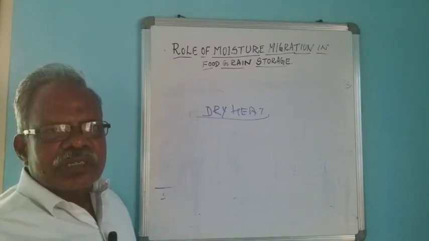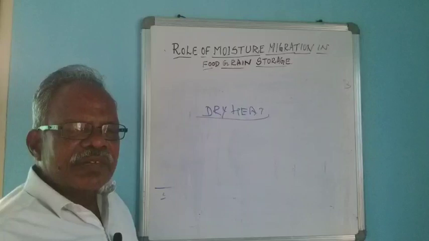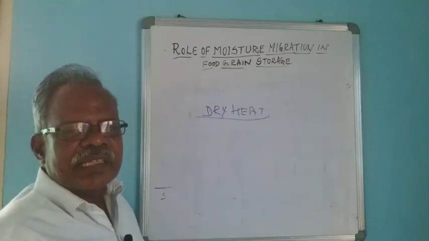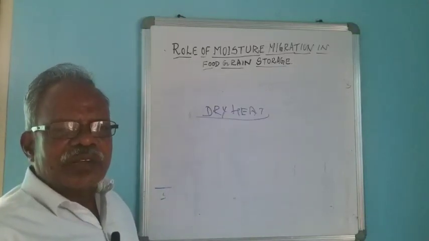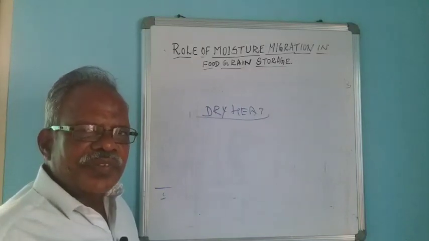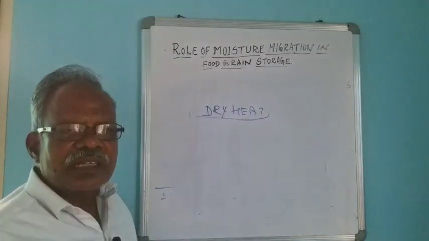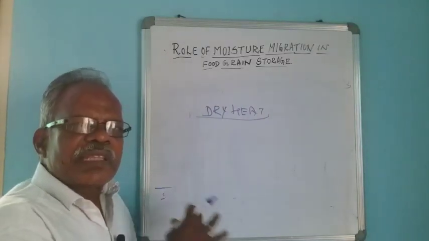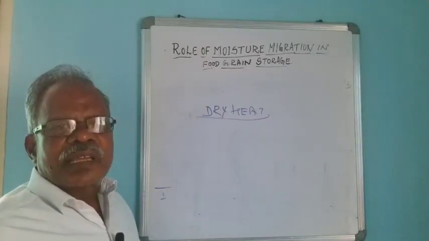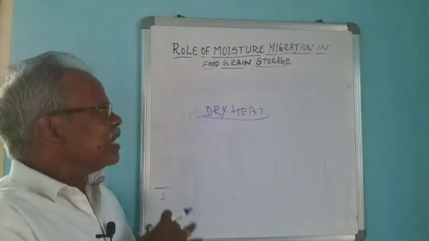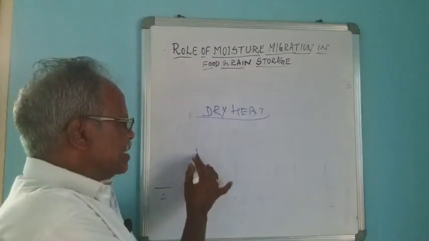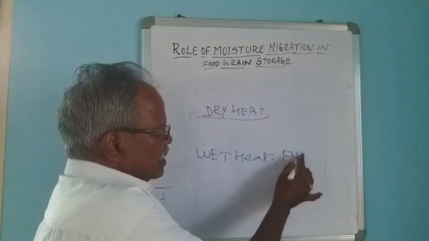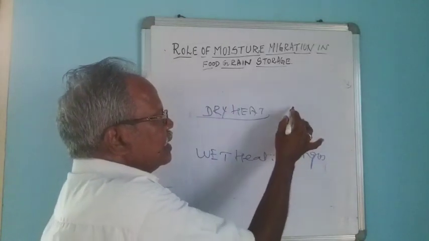Because of that also the temperature may rise, and sometimes a burning sensation will be seen inside the stocks. So the grain will be charred while issuing. We may find the bottom layers completely charred or completely caked up. These things will also be seen when the moisture content is more than the safe level. Wet heat is always caused due to fungus, and dry heat is caused due to insect activity.